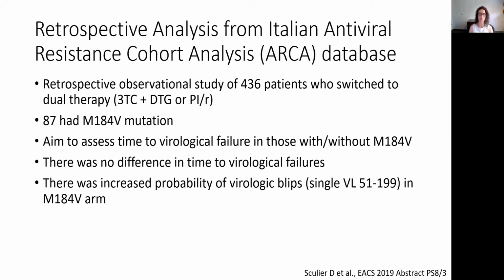And they noticed no difference in the time to virological failures, but they did notice increased probability of a virological blip. So that's an isolated reading of a viral load between 51 and 199. And that was increased in those with M184V. So very limited data and a kind of concerning signal of potential increased virologic blips.